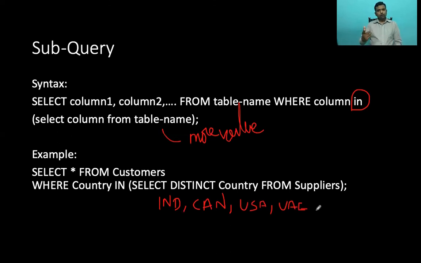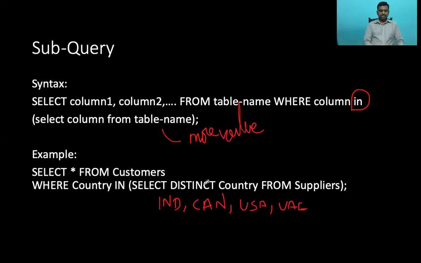Now these 4 outputs cannot be equated. I can't say equal to USA, it's not possible. I cannot say less than India, Canada, not possible. If I want to find all the customers who are residing in India, Canada, USA, and UAE, that is not possible with equal to. Better I'll go for the IN operator.